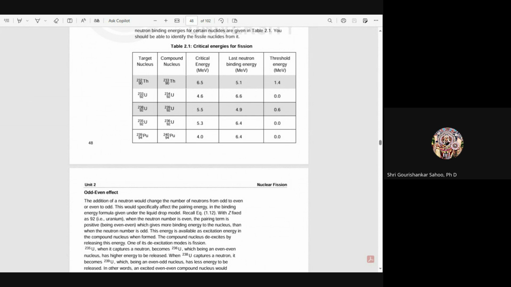For uranium 238 (U 238, 92), where the compound nucleus will be 239 (U 239, 92), the critical energy will be 5.5 mega electron volt. The last neutron binding energy will be 4.9 mega electron volt, and your threshold energy will be 0.6 mega electron volt.